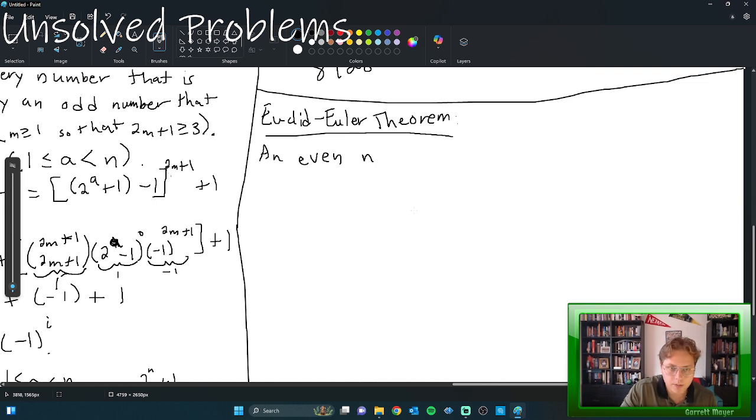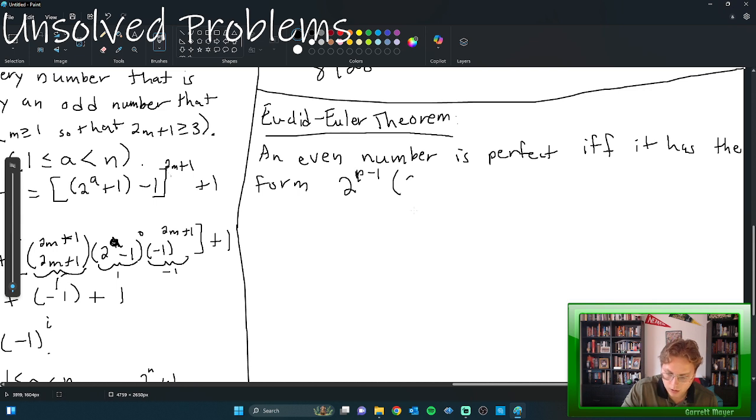An even number is perfect if and only if it has the form 2 to the p minus 1 times (2 to the p minus 1), where 2 to the p minus 1 is a Mersenne prime.